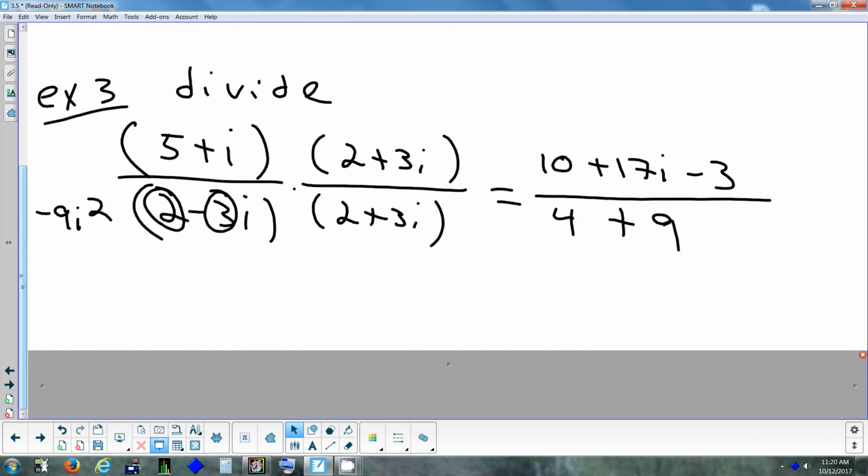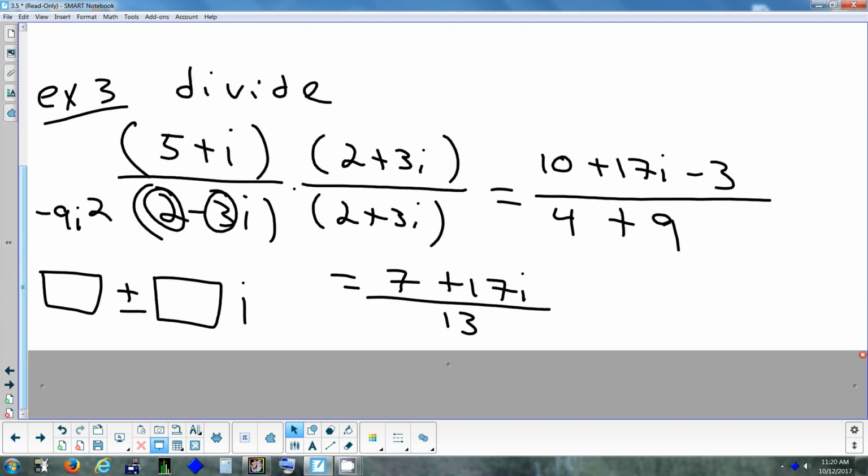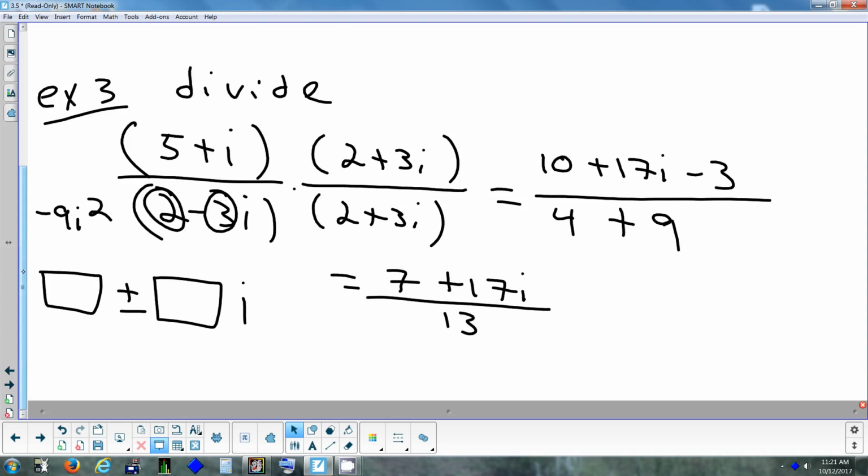Alright, so now we can combine like terms. We're going to get 10 minus 3 is 7, plus 17i over 13. Now, technically that's not standard form. Standard form is real part, plus or minus, imaginary part. We need to figure out what goes in those two boxes. So we're just going to split that fraction up. My real part is 7/13. In this case it's plus, and my imaginary part is 17/13.